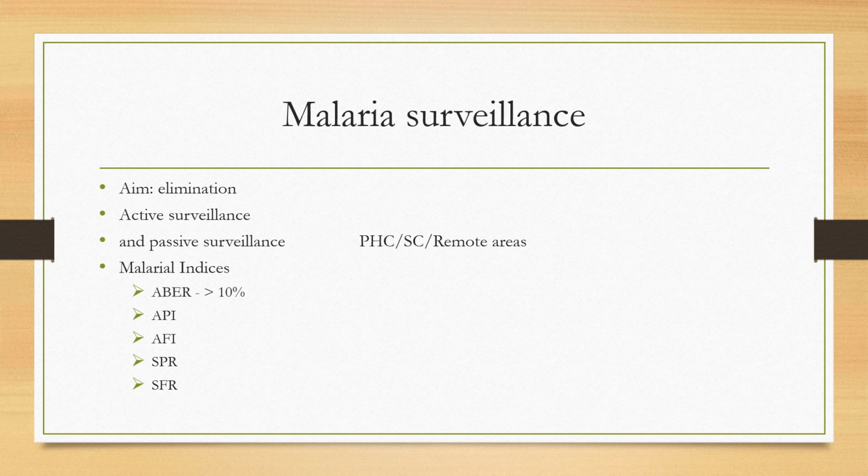The other indices, the most important is annual parasite incidence. We have just described it; it is used for classifying the areas and prioritizing the areas. The other indices are also important in terms of judging high risk areas for malaria and severity of malaria. These are annual falciparum incidence, slide positivity rate, and slide falciparum rate. These indices were discussed in the earlier malaria lectures.